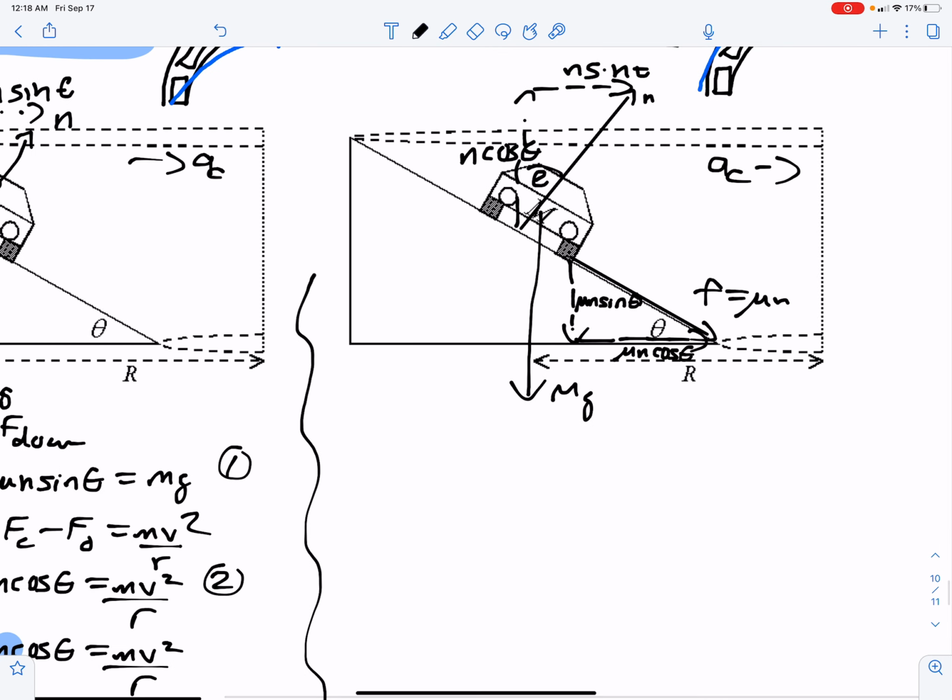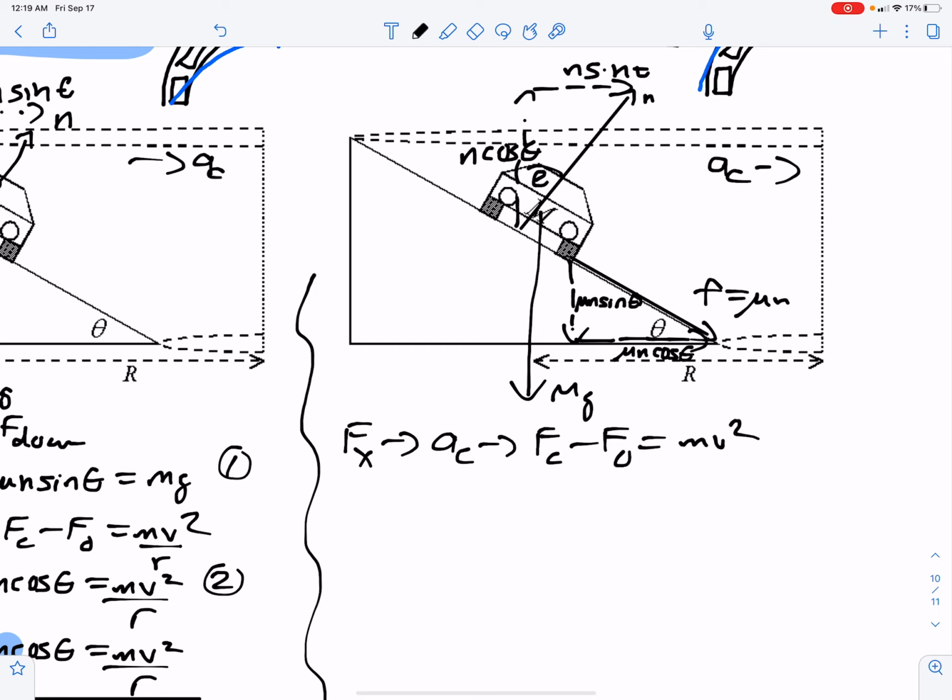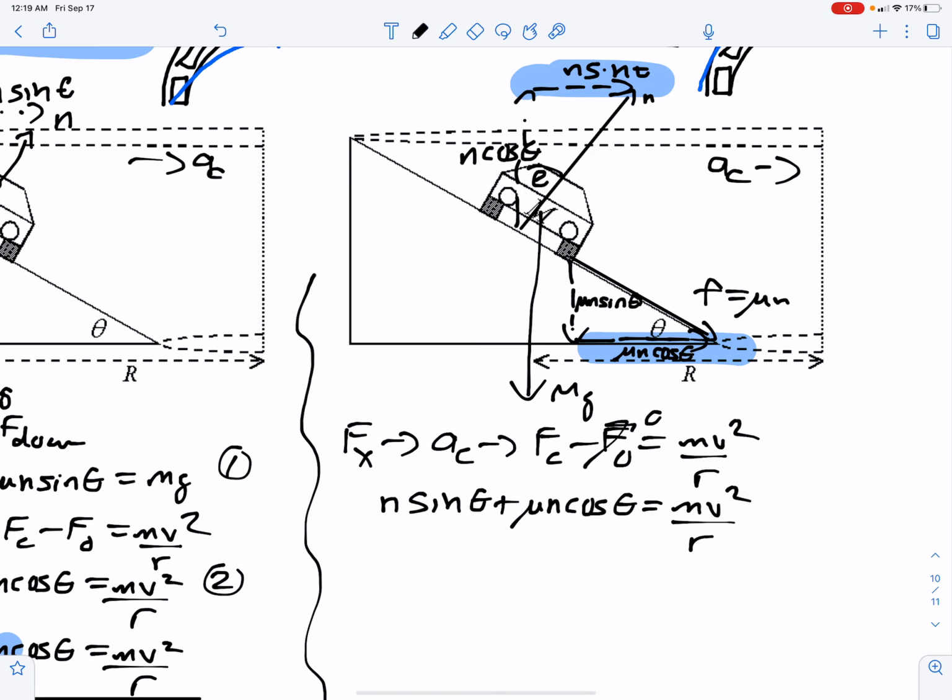All right, let's look at our forces. So I guess we can start anywhere. X direction, which would be the centripetal direction. We have causing force minus opposing force equals mv squared over r. You actually have two causing forces this time. You have n sine and you have friction cosine. You have no opposing forces because nothing is going out of the circle. So n sine plus friction cosine, which would be mu n cosine, equals mv squared over r. So I'll call that equation 1.